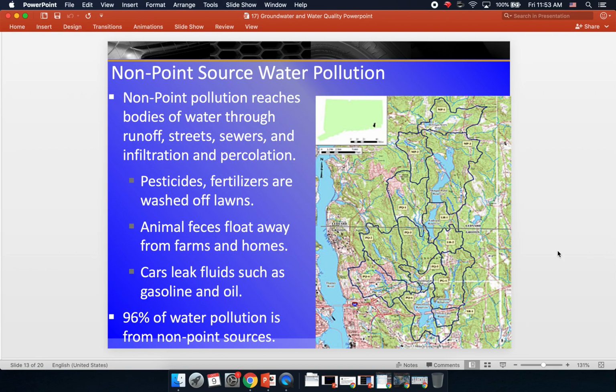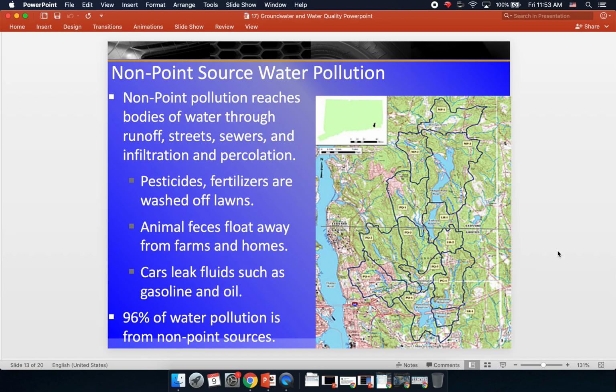All right, a little more on non-point source water pollution. Non-point pollution reaches bodies of water through runoff. That's when precipitation falls on the land and cannot immediately soak into the soil for whatever reason, and it goes to water sources. Streets, sewers, infiltration, and percolation. Those are all ways in which non-point pollution reaches bodies of water. Pesticides, fertilizers, animal droppings from our pets are washed off of our lawns and end up in waterways. Cars leak fluids, like I was saying earlier. And it's estimated that 96% of water pollution is from non-point sources.